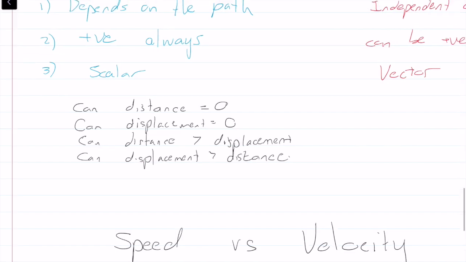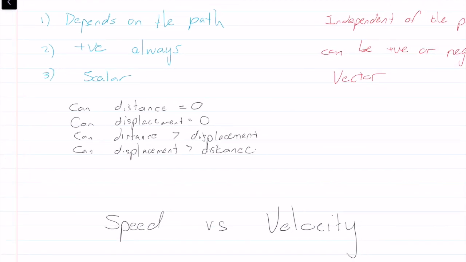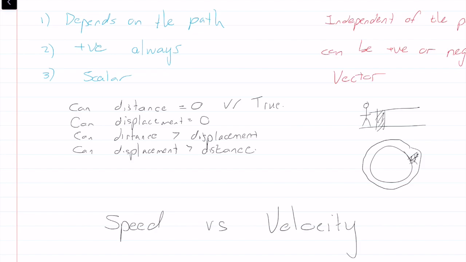Okay, so can the distance be equal to 0? If a person is at the start of a race and they are not moving, distance can be equal to 0, so that is true. Okay, can displacement be equal to 0? Well, we already spoke about the track race where you start and end at the same place. Our start is equal to our end, and so the displacement does come out as being 0, so that can be true too.